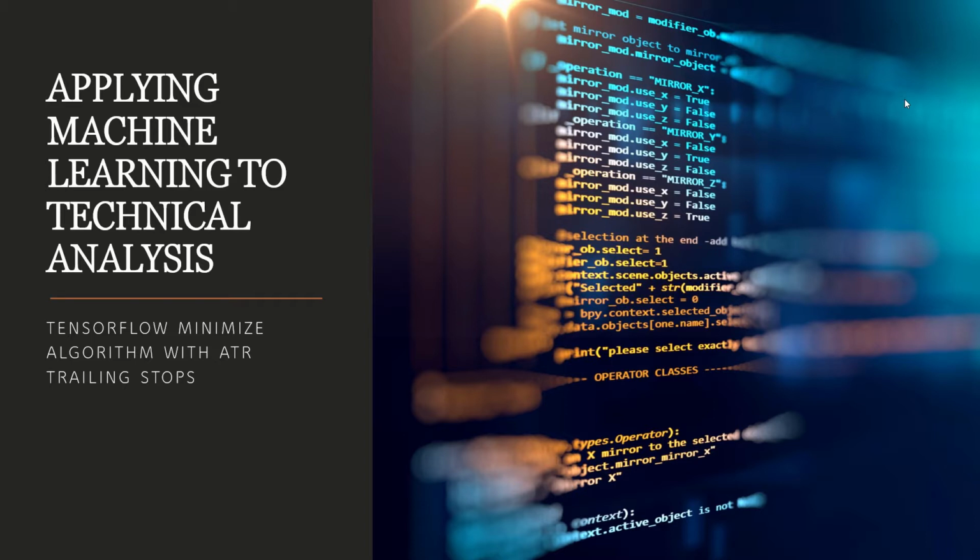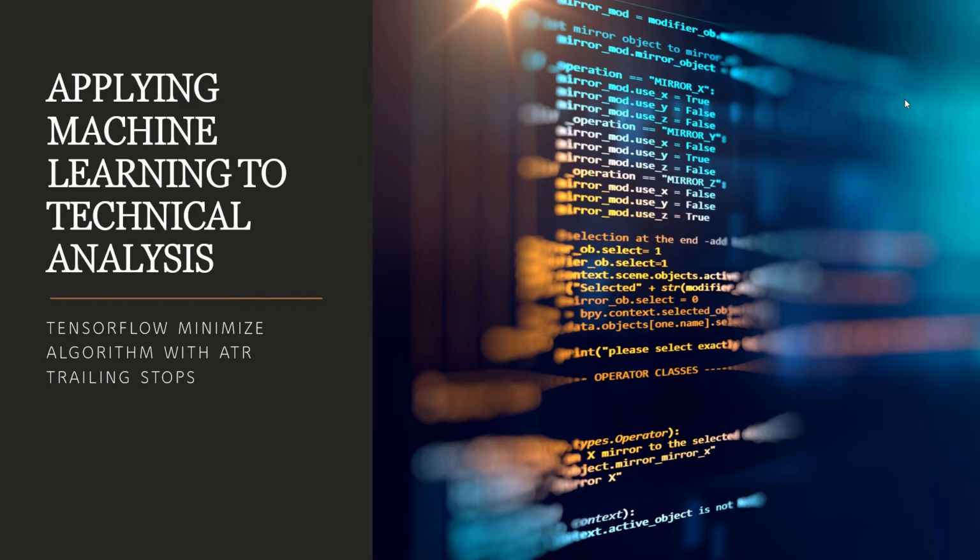Today we are going to see how to apply machine learning to technical analysis. In particular, we are going to use the minimize algorithm. That is an algorithm that can be found in the TensorFlow Math package to optimize the ATR Trailing Stop technique. This is a very common technique used in technical analysis, and its purpose is to identify trends in asset classes.